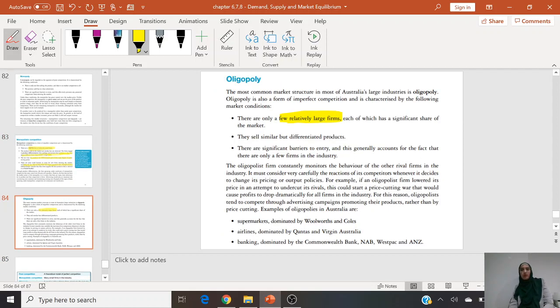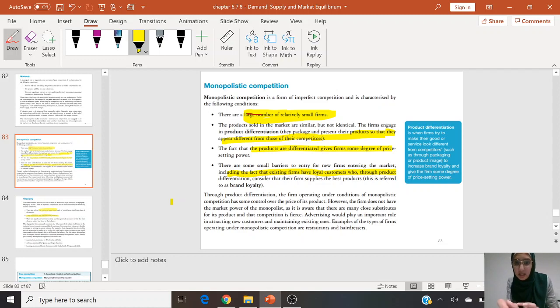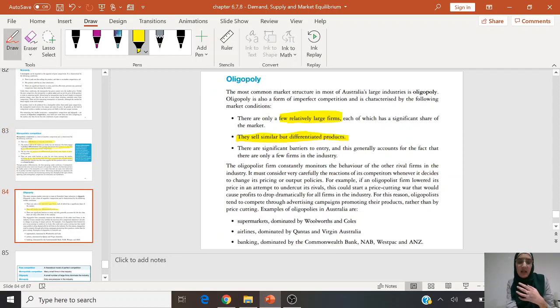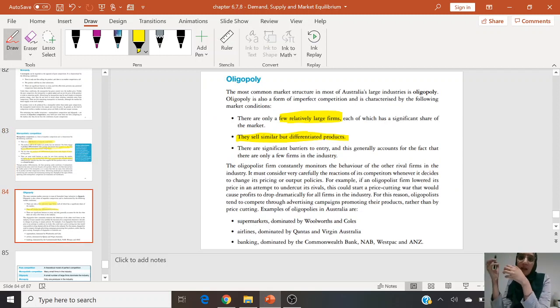Oligopoly is when there are very few large firms selling similar but differentiated products. Very, very similar to monopolistic competition. However, the only difference is that monopolistic competition has many small firms, while oligopoly has few large firms. There are significant barriers to entry, and this generally accounts for the fact that there are only a few firms in the industry, so it's very hard for you to get into an oligopoly.